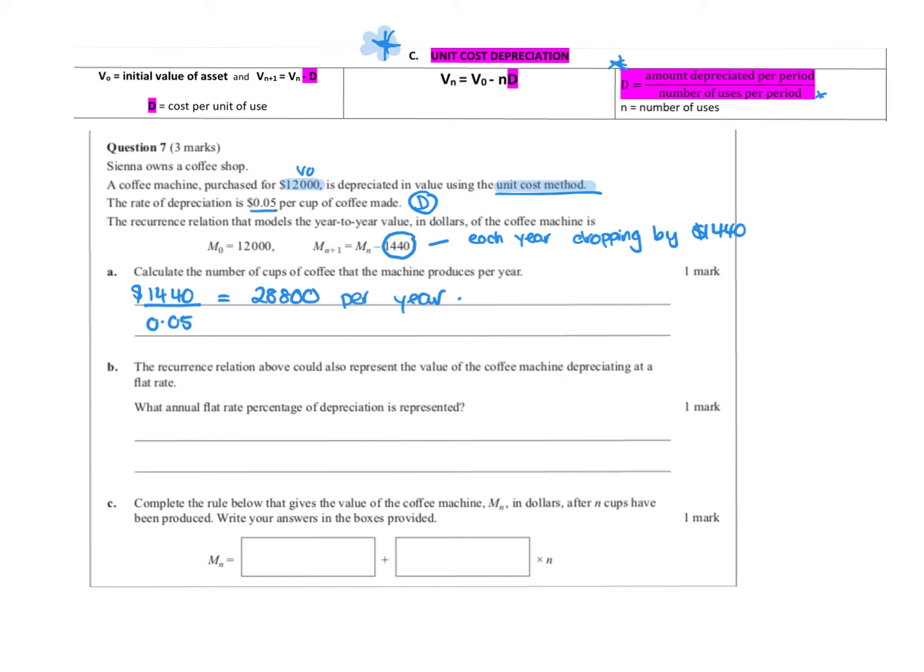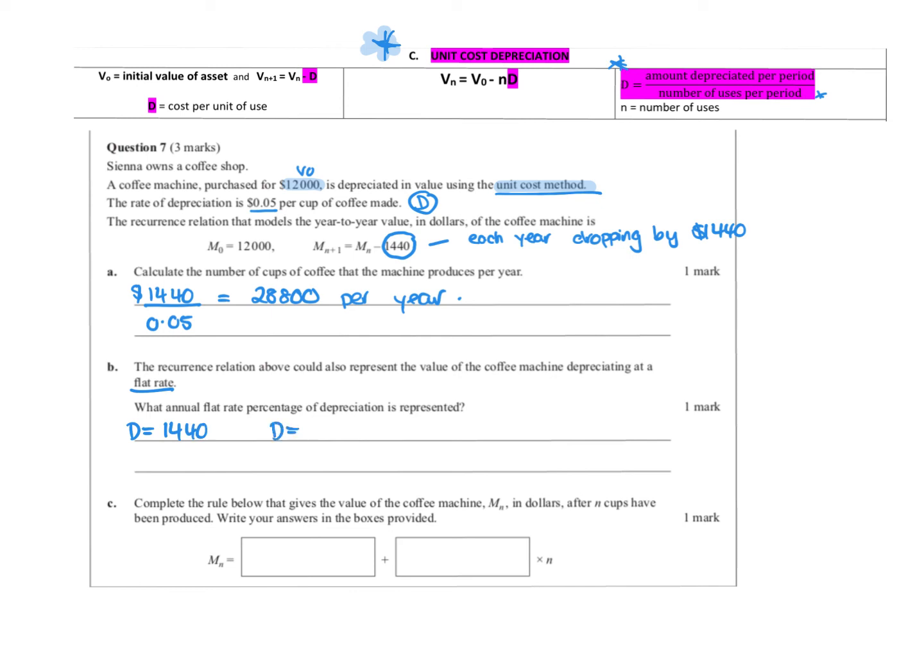The recurrence ratio above could also represent the value of the coffee machine depreciating at a flat rate, okay? So it could be a flat rate. So what is the flat rate percentage? So remember, they're changing it, and they're saying that the D is still 1440, but they're saying this is now flat rate.